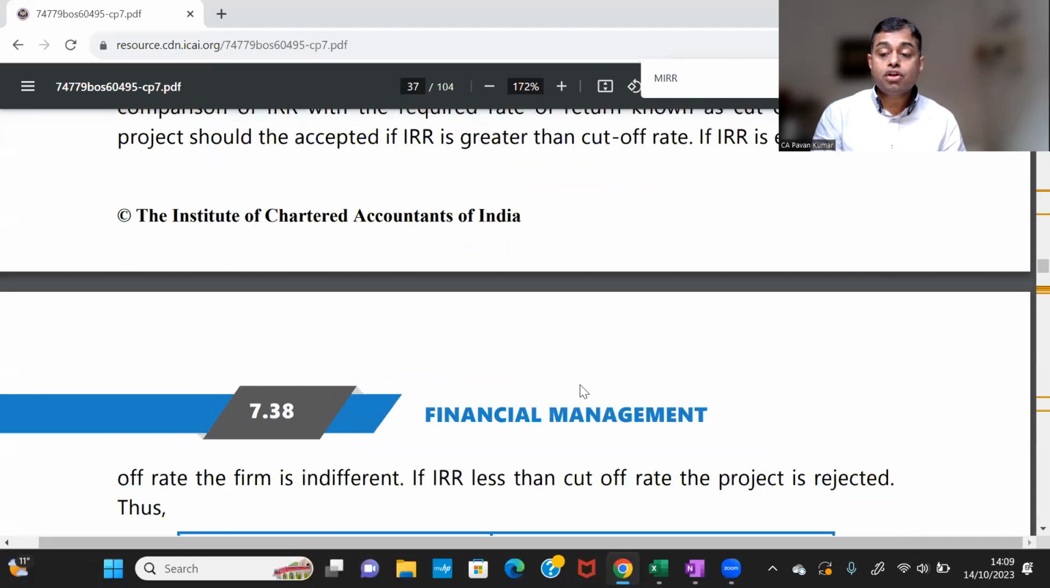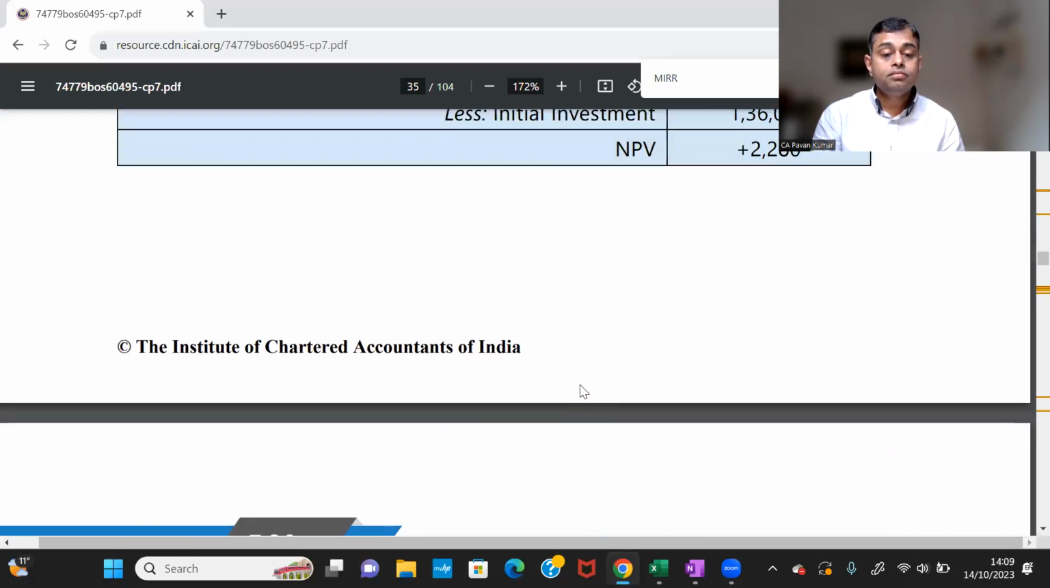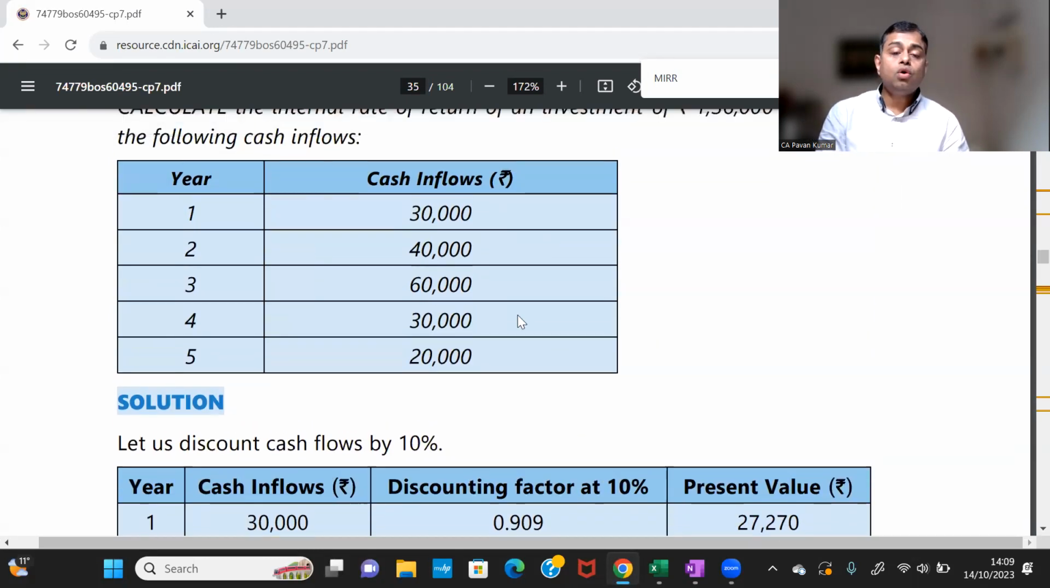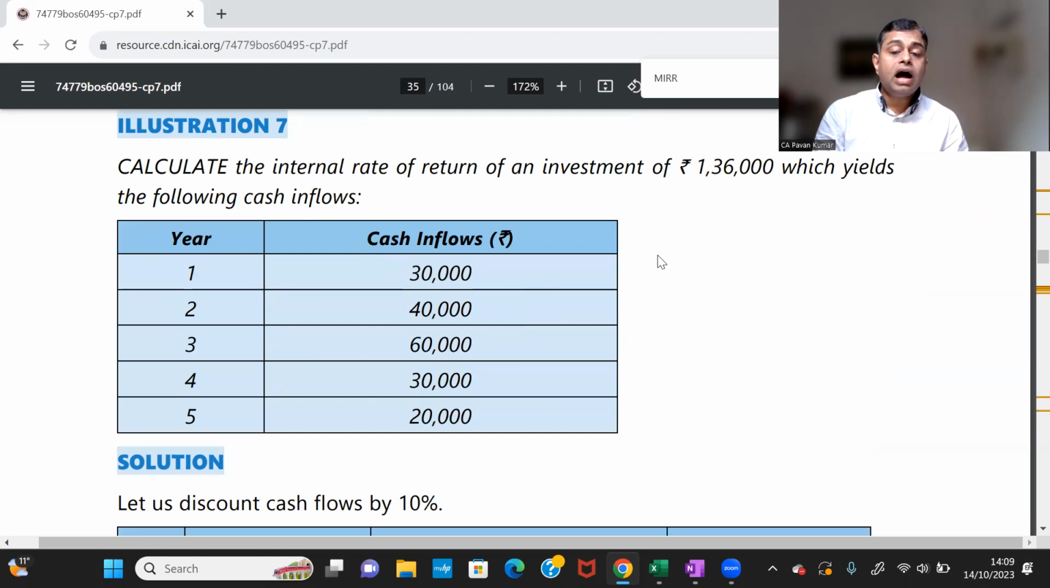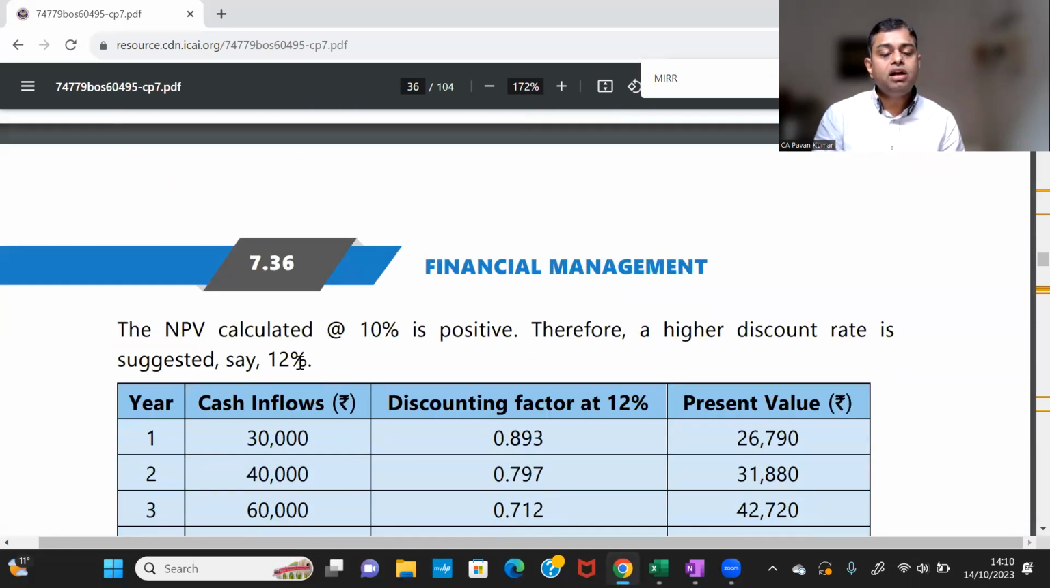So where are we? Which question are we in? Go back. This question we are in. Okay, chalo. So they have not given the lower rate and higher rate. Let us take some random rates. Okay, first they have taken 10%. Then probably they might have taken 12%, because they know IRR is somewhere between 10 and 12.